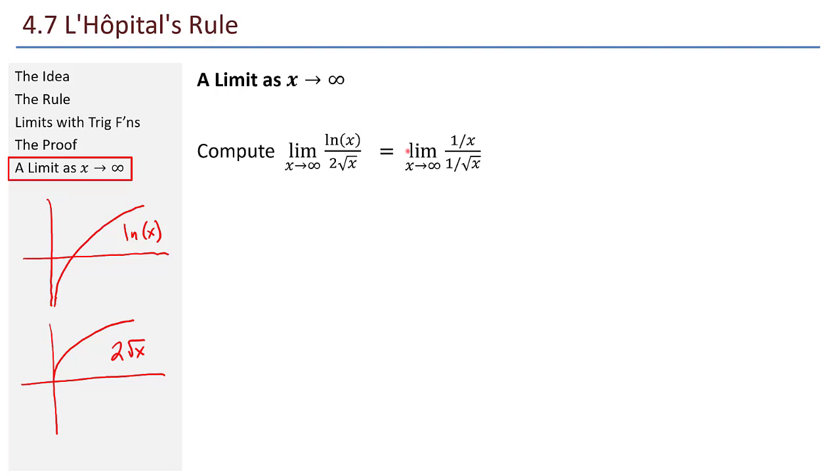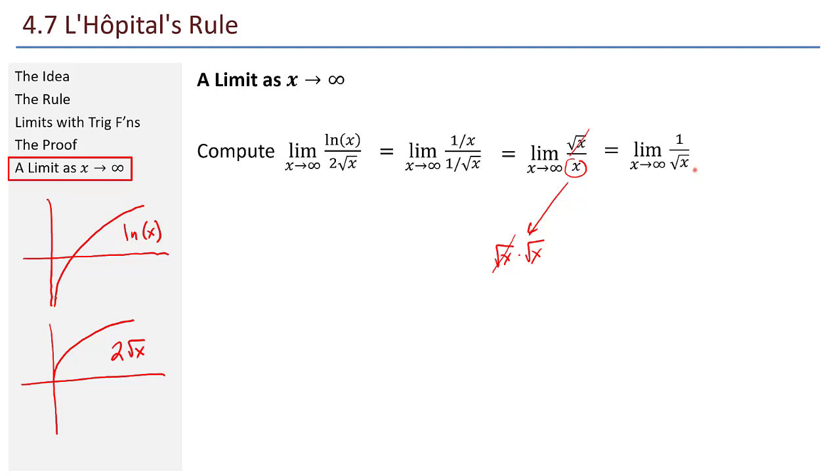Now I have the limit as x goes to infinity of 1 over x divided by 1 over square root of x. Let's do a little algebra. I get the limit as x goes to infinity, square root of x over x. Maybe a little bit more algebra. Now x is positive because x is going to positive infinity. So x equals the square root of x times the square root of x. So I have one factor of the square root of x on top, canceling with one factor of the square root of x on the bottom. And that leaves me the limit as x goes to infinity of 1 over the square root of x.